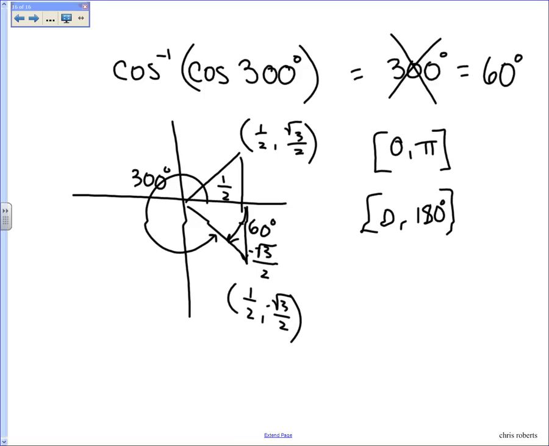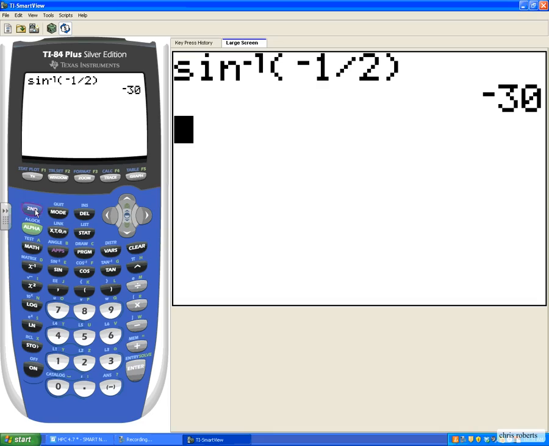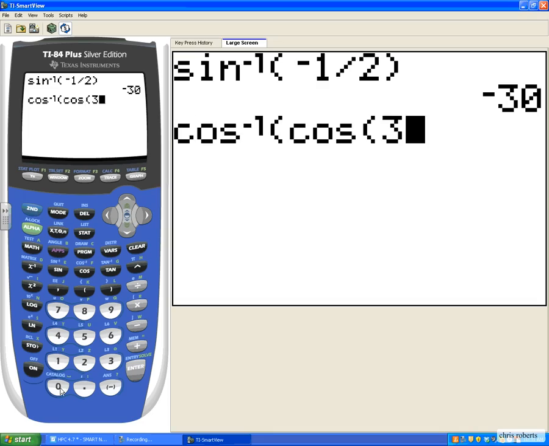The reason being, the cosine of 300 degrees is the x value, which is equal to 1/2. And then the inverse cosine of 1/2: what angle has a cosine value of 1/2? Again, in the acceptable portion of the unit circle, we're looking at 60 degrees. We can do that in the calculator as well. If we do the inverse cosine of the cosine of 300, again, I want to double check to make sure my mode is in degrees, and I get my answer of 60.